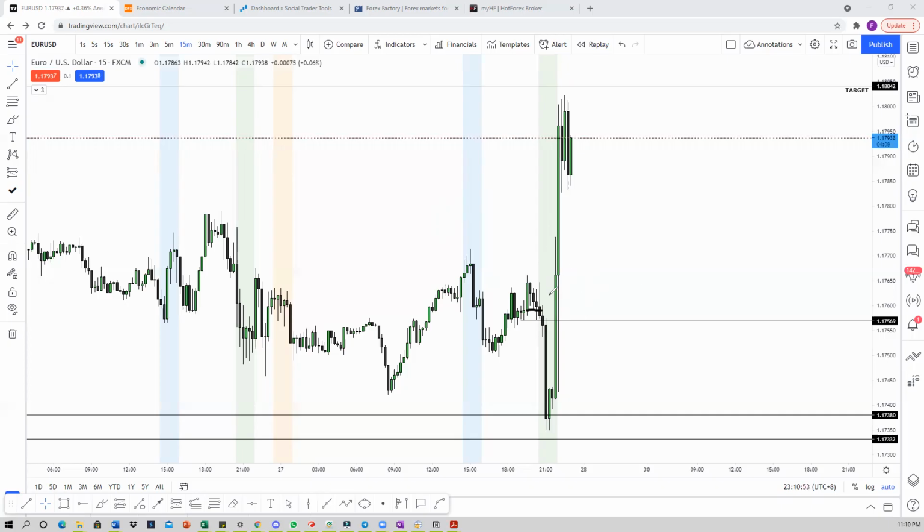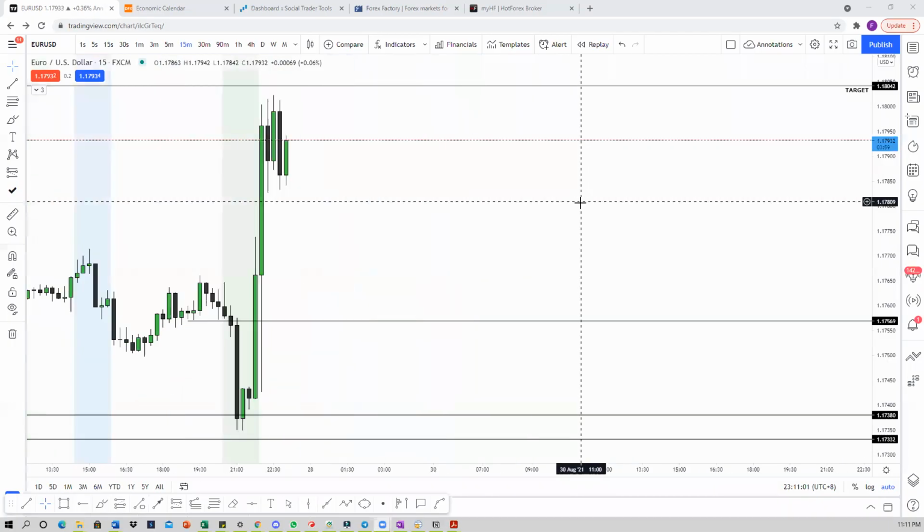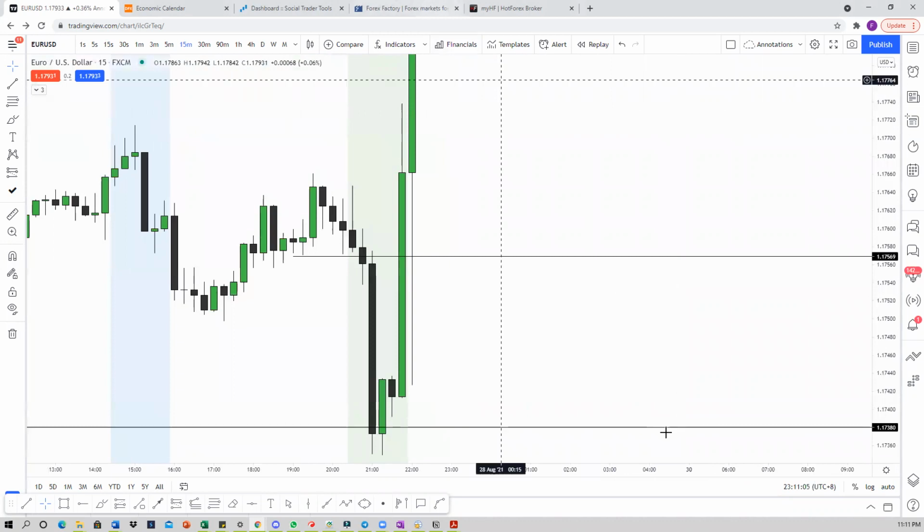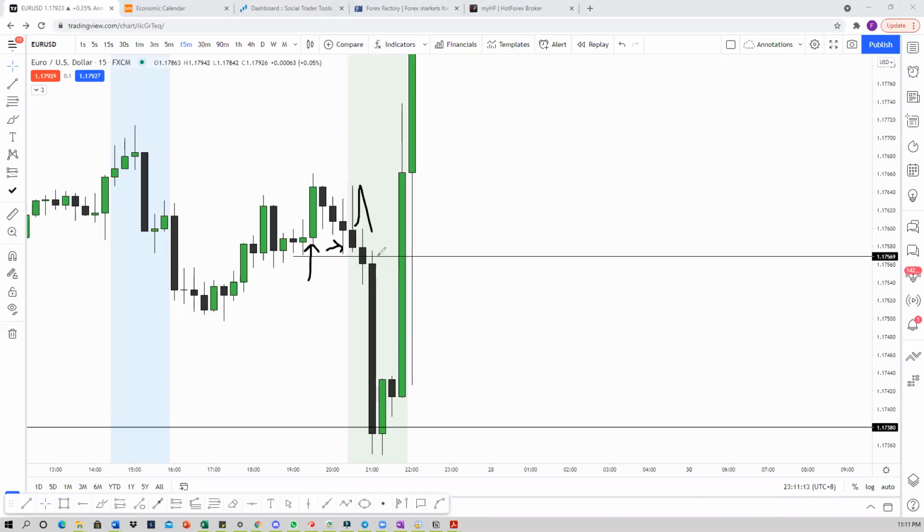If we close above this, we are bullish. If we wick and we don't close, then what? We need to wait. For instance, right here. See, we wicked and we never closed below this, right? So what happened? It faked you out and then only came back down.